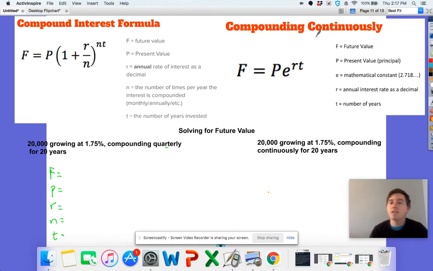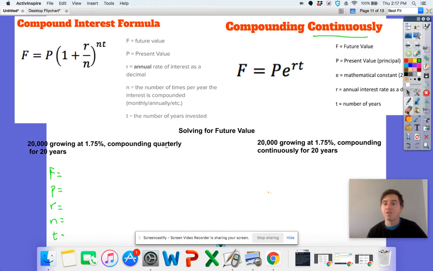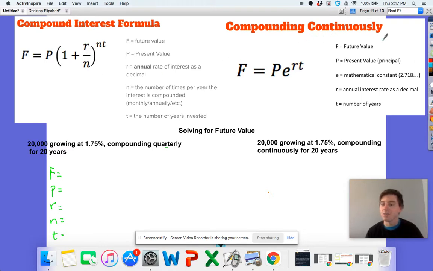So the only time you would use this is if the problem says it's compounding continuously. That's the only time you're using this guy. Every other time it says compounding annually or monthly or whatever, that's this one. If you don't see continuously, you're not using this one. Always just go to this one until you see the word continuously. That's when you can hop over to this one.